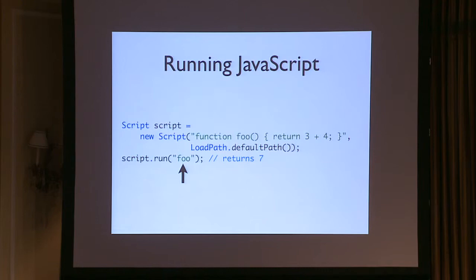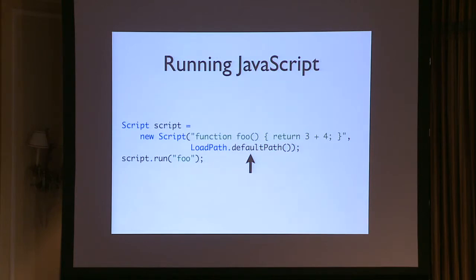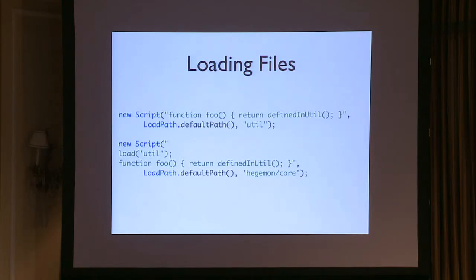So the other part on this slide is the default path. We've got a default path because Hegemon introduces its own concept of being able to load files. So if you want to load a file in Hegemon, like here, we're returning this function that's defined in util. We add this third argument to the new script, util, and this will go to our default path and load that file. Similarly, you can do it from within JavaScript.